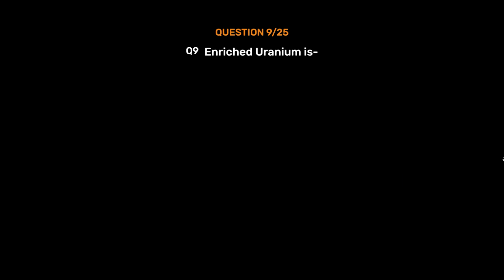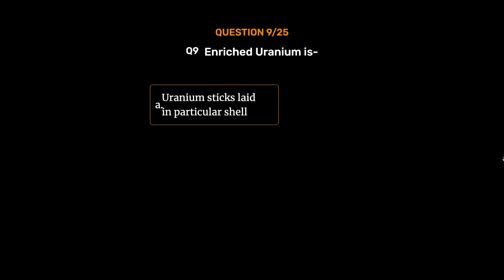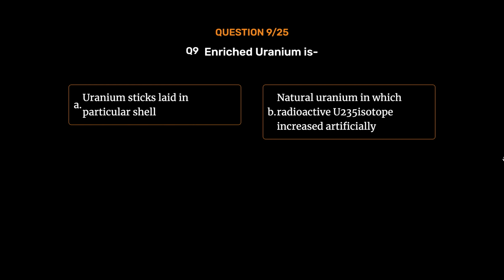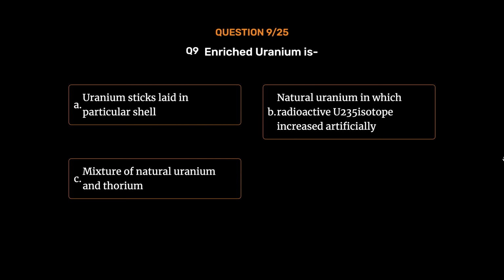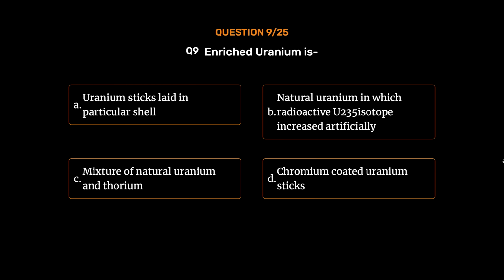Question number 9. Enriched uranium is Option A. Uranium sticks laid in particular shell. Option B. Natural uranium in which radioactive U-235 isotope increased artificially. Option C. Mixture of natural uranium and thorium. Option D. Chromium-coated uranium sticks.